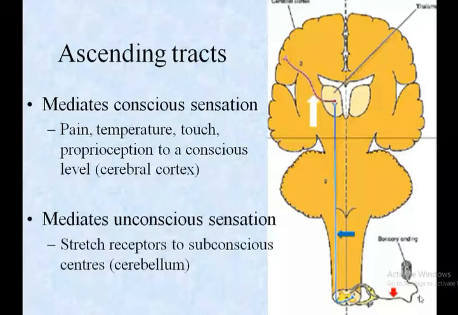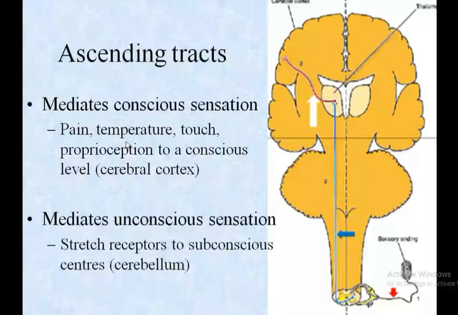Ascending tracts mediate both conscious and unconscious sensation. Conscious sensation carries sensations like pain, temperature, touch, proprioception. These are the conscious sensations. And these conscious sensations are carried up to the cerebral cortex, which is known as conscious level or proprioception to a conscious level.